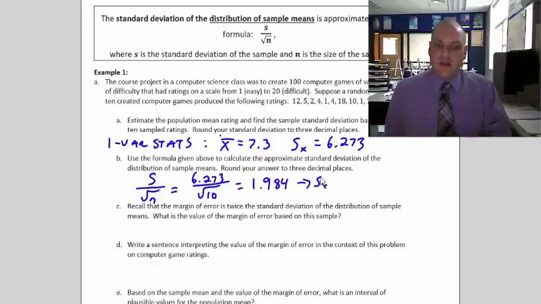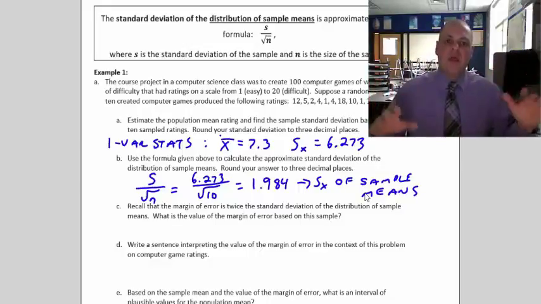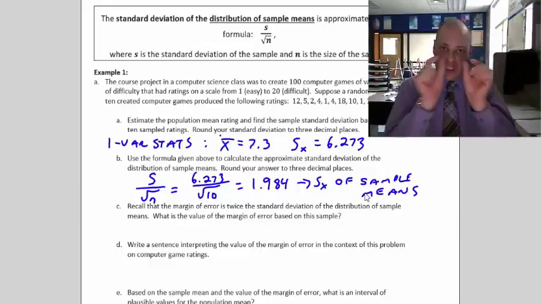1.984 is our standard deviation of the sample means. So if you took a bunch of sample averages and distributed them, showed the dot plot or whatever, the standard deviation, the spread of that, would be 1.984.